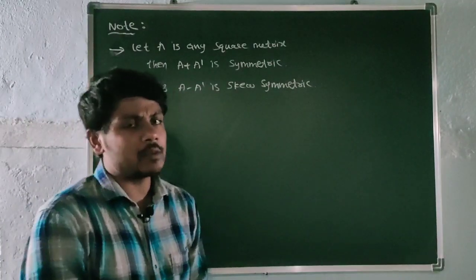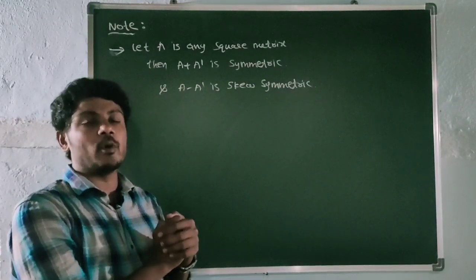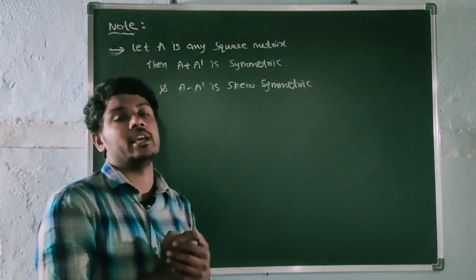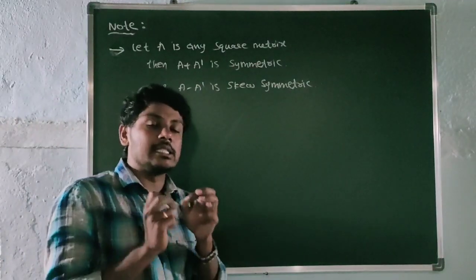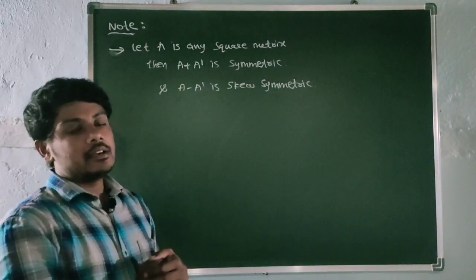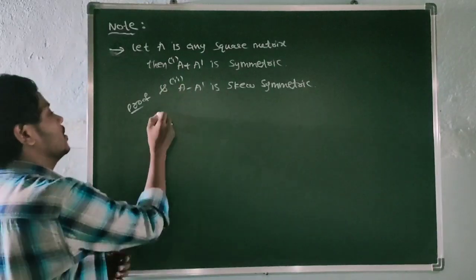So what is a symmetric matrix? For example, A is any matrix, then if A transpose is equal to A, A is called symmetric. If A transpose is equal to minus A, then A is called skew symmetric. So see here, first one.